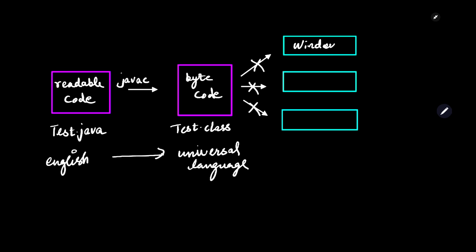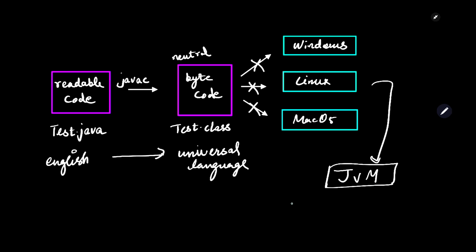So let's say we have 3 operating systems. Bytecode is a neutral format that any machine containing a JVM can understand. You can run the bytecode on any operating system, given that that particular operating system contains a JVM. JVM is the Java Virtual Machine.